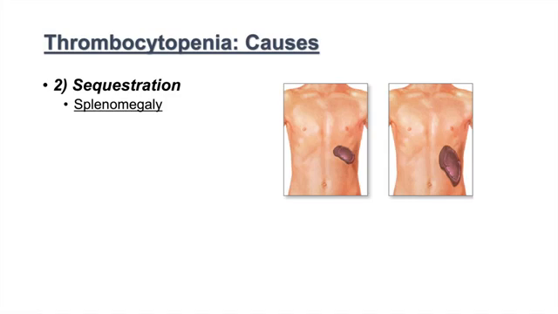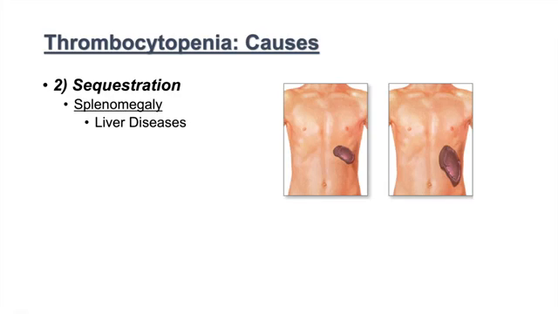So splenomegaly is again an enlargement of the spleen. The spleen can basically hold on to platelets. It can be a source of platelet storage, so it can sequester the platelets. And splenomegaly can be due to several different reasons. One of them can be liver disease, so cirrhosis.